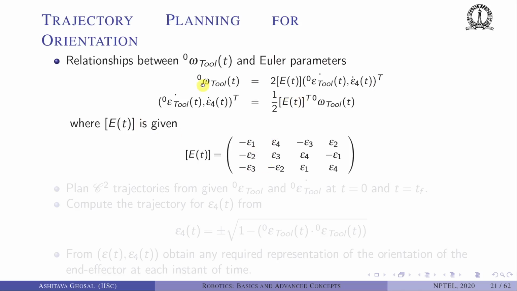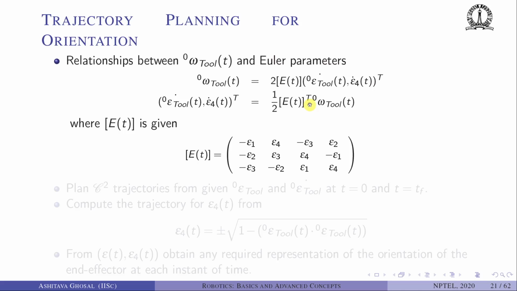So I am going from omega to epsilon dot, or from epsilon dot to omega, in both directions, but I am not inverting any matrices. This is the real nice feature of Euler parameters. For a given E(t), which is specified by minus epsilon 1, epsilon 4, minus epsilon 3, epsilon 2, this is a non-square matrix. In one case we use 2E and in the other case we use half E transpose.